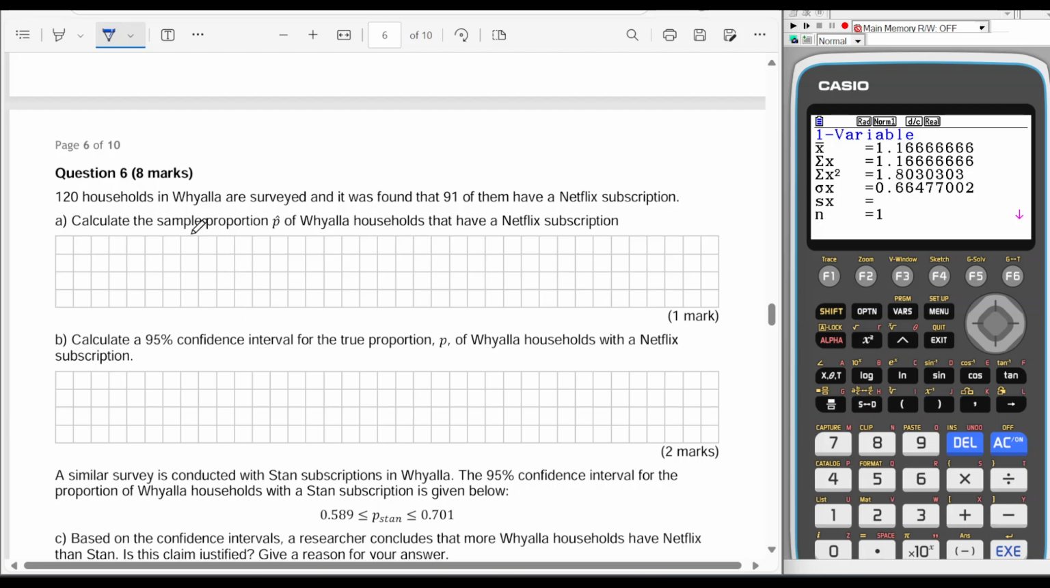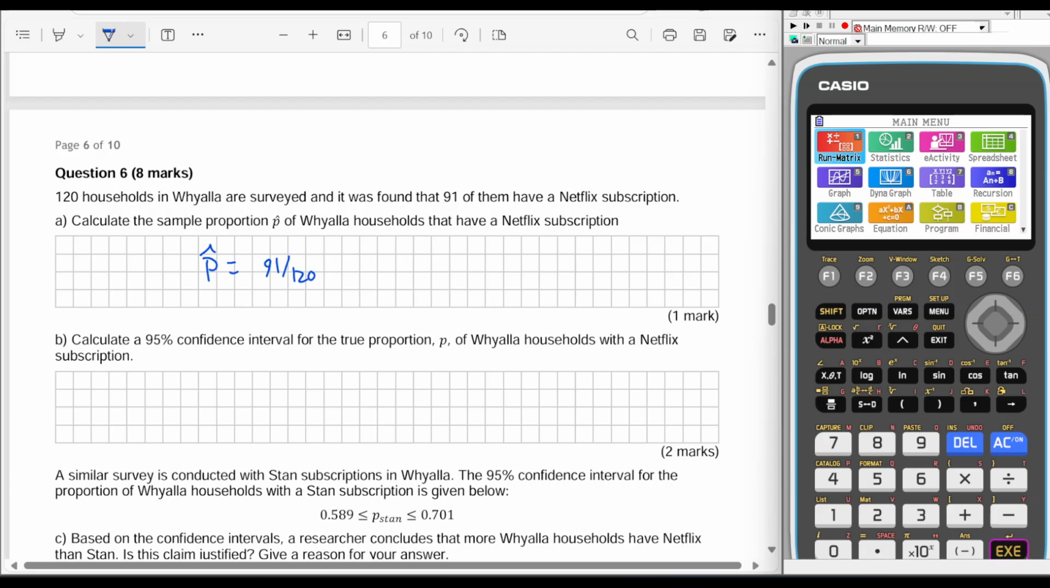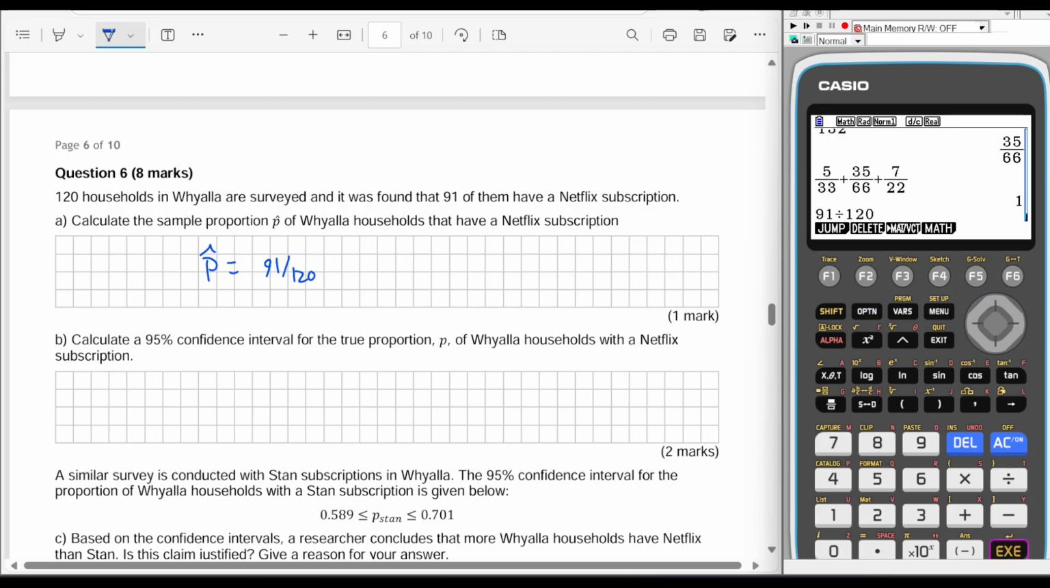Okay, question 6. 120 households, and we found that 91 of them had a Netflix subscription. P hat is 91 out of 120. We can work out what that is. So let's have a look: 91 out of 120, roughly 0.758.